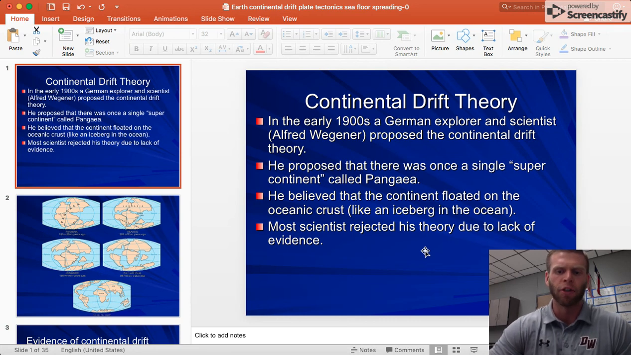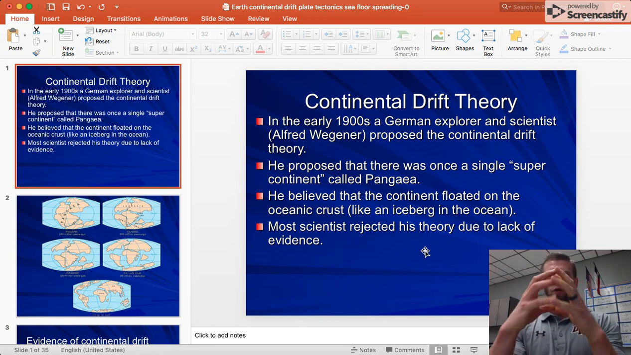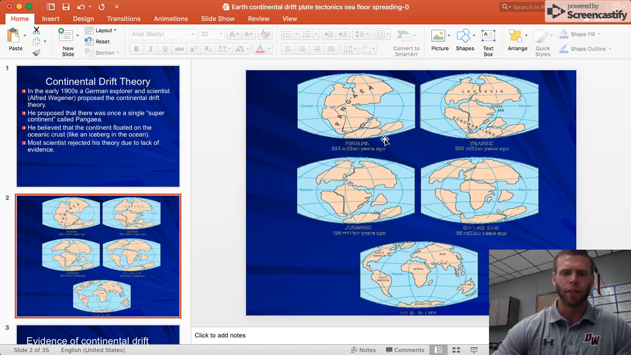supercontinent called Pangaea. And he believed that the continents floated on the oceanic crust, kind of like an iceberg in the ocean. Back in the day, most scientists actually rejected this theory, but it was all one supercontinent and it slowly drifts apart. So if you look at the pictures here, Pangaea in the top left, that's what all the continents looked like millions and millions of years ago. And over time, we've gotten to what we know today.